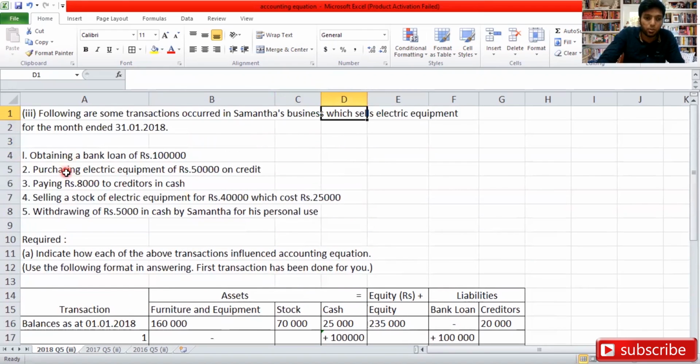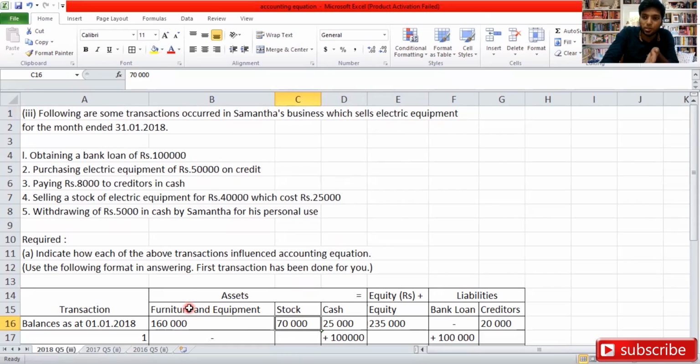Now let's move on to the second one: purchasing electric equipment of 50,000 on credit. Before we move on, there's something called equipment here, and there's something called electric equipment here. Many people get confused and think the equipment they are representing is the same equipment. You need to understand that these are different, because this is Samantha's business and they are selling equipment. So their equipment is inventory, stock. Whatever you're going to buy or sell is stock, not a non-current asset.